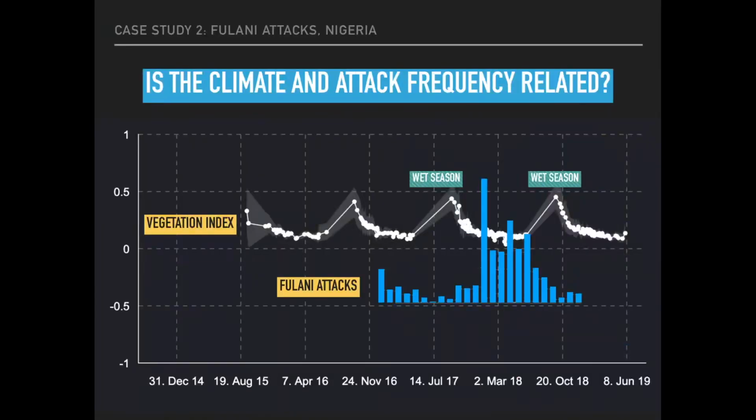We've got the index of vegetation, which is a proxy for the rainfall. And then we've got, over the same period of time, fit to the same scale, all of the attacks. And from this, we can see some interesting things start to happen. Firstly, there does appear every wet season to be a decline in the number of attacks.